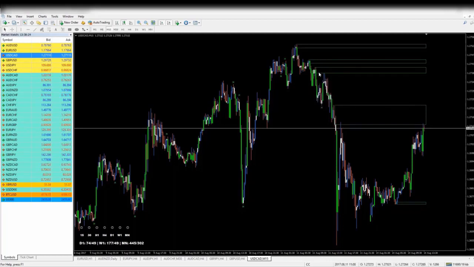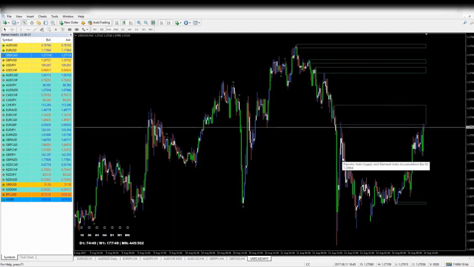In 2 periods it left probably 4 times the size of this. And look at the reaction we saw there. And so you'll notice that these are going to be much higher probability.